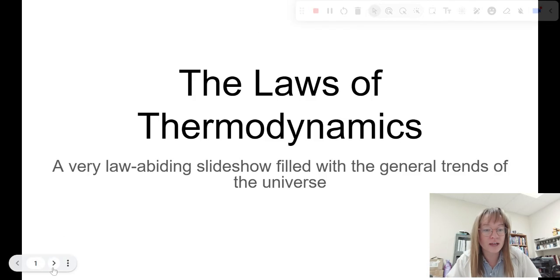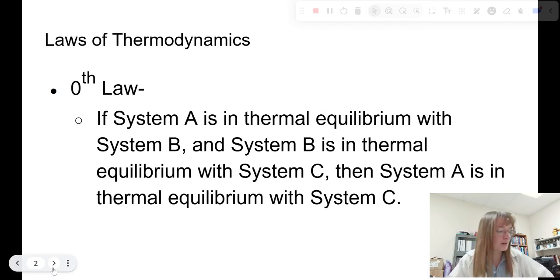There are several, and if you had to choose a place to start with the laws of thermodynamics, you would probably choose to start at the zeroth law of thermodynamics. The zeroth law says if system A is in thermal equilibrium with system B, and system B is in thermal equilibrium with system C, then system A is in thermal equilibrium with system C.